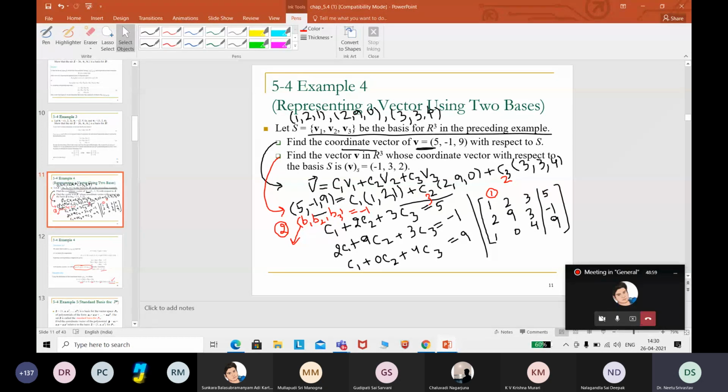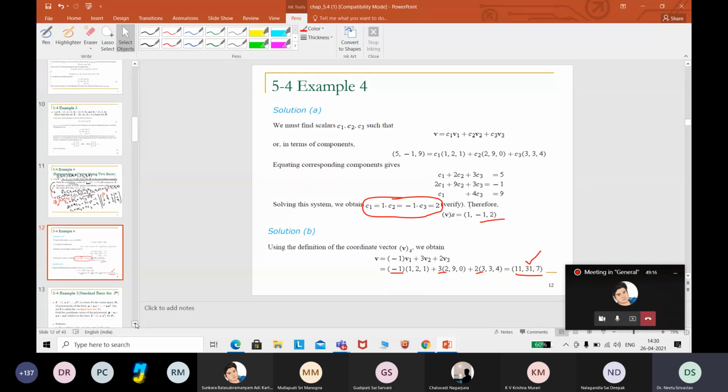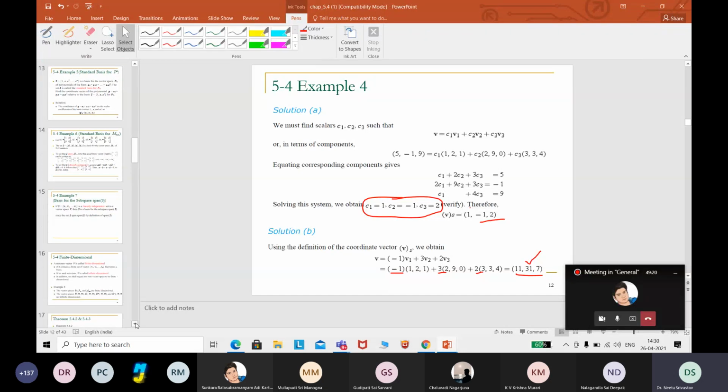Okay. So please check this till 12th. We have done example number 4. It is in the same way as the book we have shared. 5.4 example number 4 we have covered. So please check, and if you have any doubts you can ask me. And next we'll do some more standard basis. We have 5 minutes left, right?